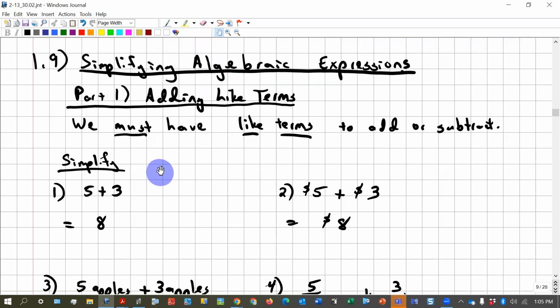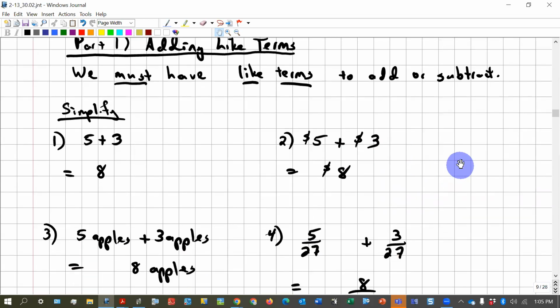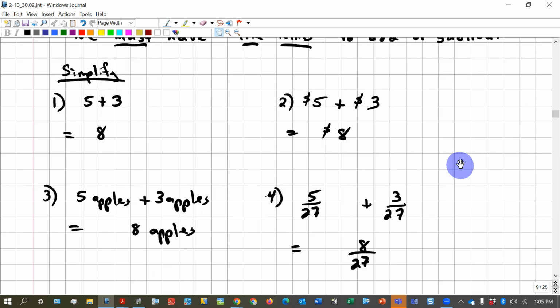Once we know that 5 + 3 is 8, then if we have $5 and we add $3, we know we're going to have $8. Or if we have 5 apples and somebody gives us 3 apples, we get 8 apples. Or when we're adding fractions, we have to have a common denominator, but once we do have a common denominator, then we can add them together.